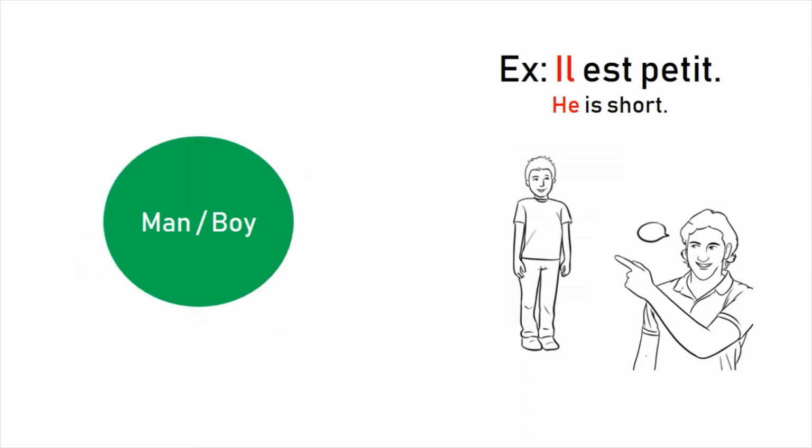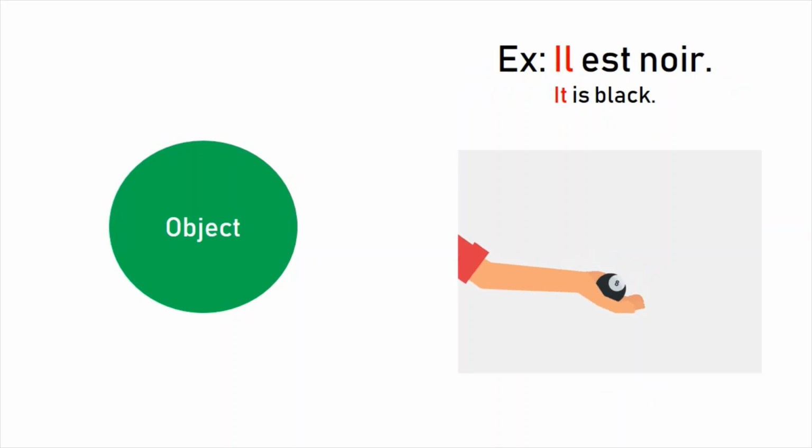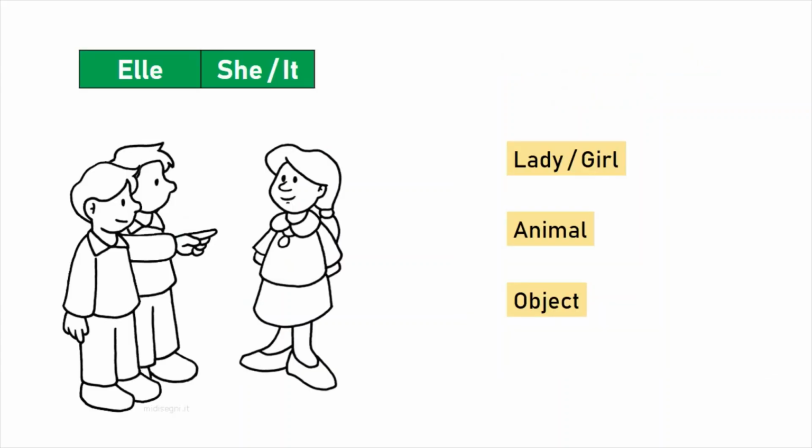Il est petit. Il est un chien. Il est noir. Now the next subject pronoun in French is elle.